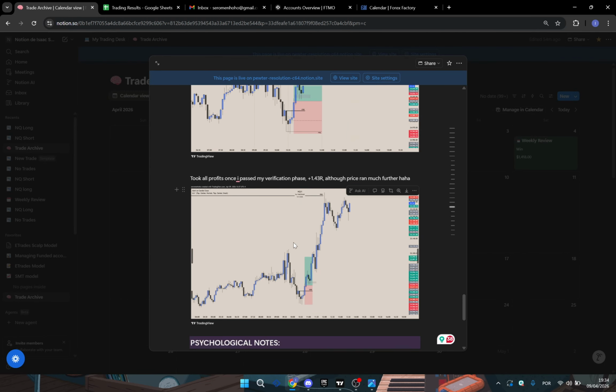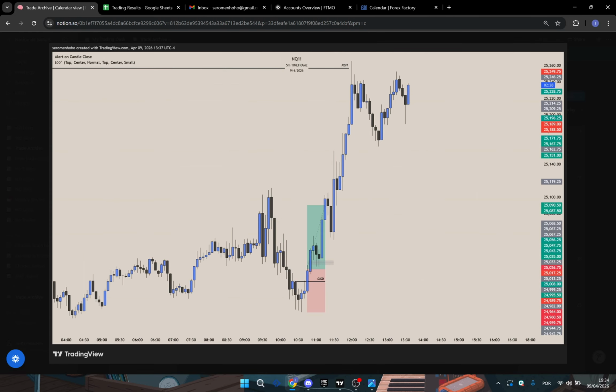And sure enough, this is how the day ended up looking. As you can see, I took all my profits just right here, which is at like the minimum I needed to pass the account. Price actually ran all the way to previous day high, which was close to a 5R trade. So I feel good that I passed the account, but I also feel a little bit cheated that this could have been a 5R trade, although it wouldn't have made a difference because I would have passed the account the same.